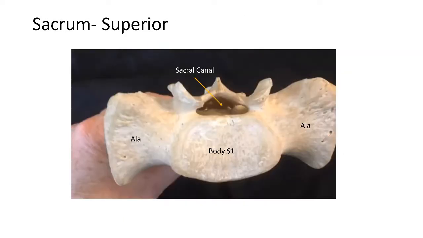Posterior, superiorly, sorry, we're going to start with superior. We have the sacral canal. This is the continuation of the vertebral foramen. This is for the end of the spinal nerves and the end of the spinal cord. It goes all the way through the posterior of the bone to end at the sacral hiatus.